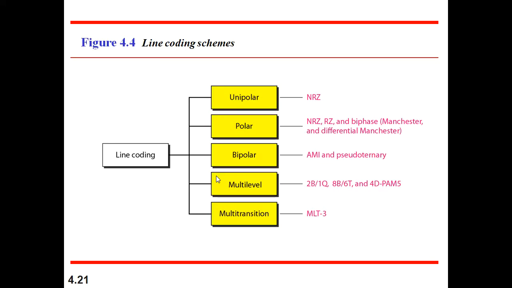So till here we have discussed the line coding techniques, what the uses of line coding are, and how the line coding techniques are useful. Now we will see different line coding schemes. Here we have different line coding schemes such as unipolar, polar, bipolar, multi-level, and multi-transition. For our syllabus, we have only unipolar, polar, and bipolar schemes. We will discuss them one by one.